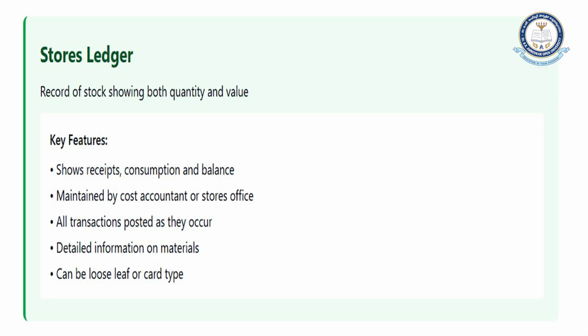Next is the stores ledger. It is a record of stock showing both quantity and value. This is the main thing we talk about when you prepare a cost sheet. In costing, we talk about materials, overheads and labor. Labor overhead talks about the wages that have to be paid to the labor. But in the material, they prepare an account called the stores ledger. It is an account.